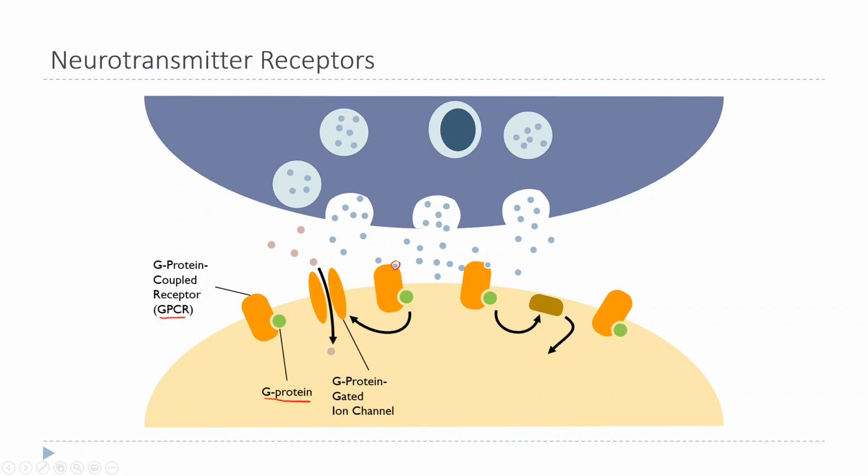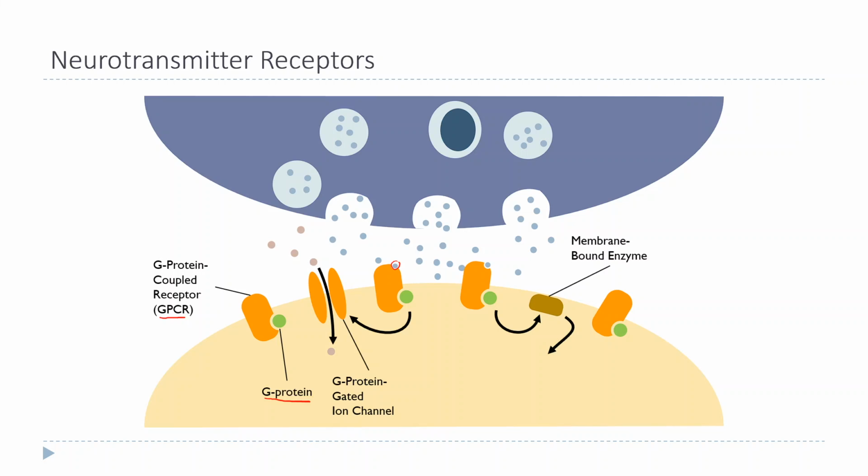So for example, there are G protein gated ion channels. These are ion channels embedded in the membrane that, again, do not bind to or interact in any way with the neurotransmitter, but because they're activated by the G protein, it's a different pathway for the neurotransmitter to change the membrane potential. Again, these can be either excitatory or inhibitory, depending on the type of channel, but it's an indirect connection between the neurotransmitter and the membrane potential.